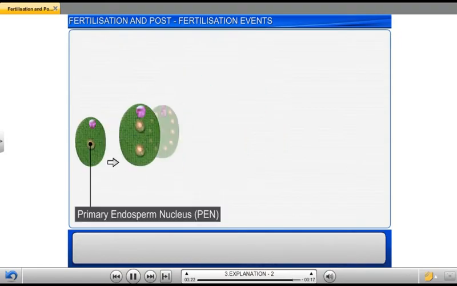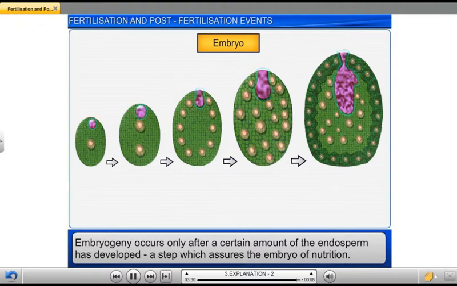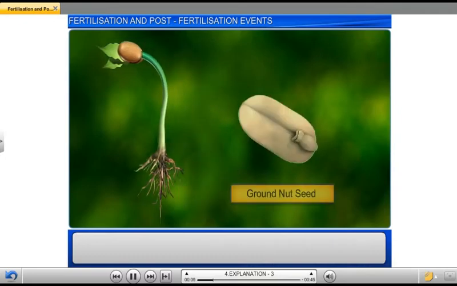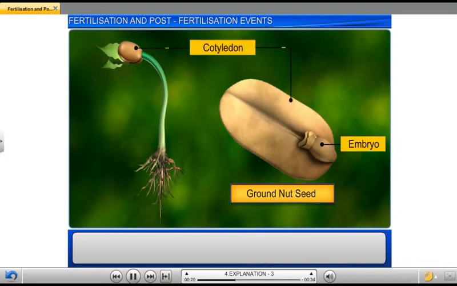Incidentally, the development of the embryo, also known as embryogeny, occurs only after a certain amount of the endosperm has developed. In fact, in some plants, such as groundnut that belongs to the bean family, the mature seeds lack endosperm, as it gets completely absorbed by the developing embryo. When these seeds germinate, the cotyledons or seed leaves become the source of nutrition for the embryo.